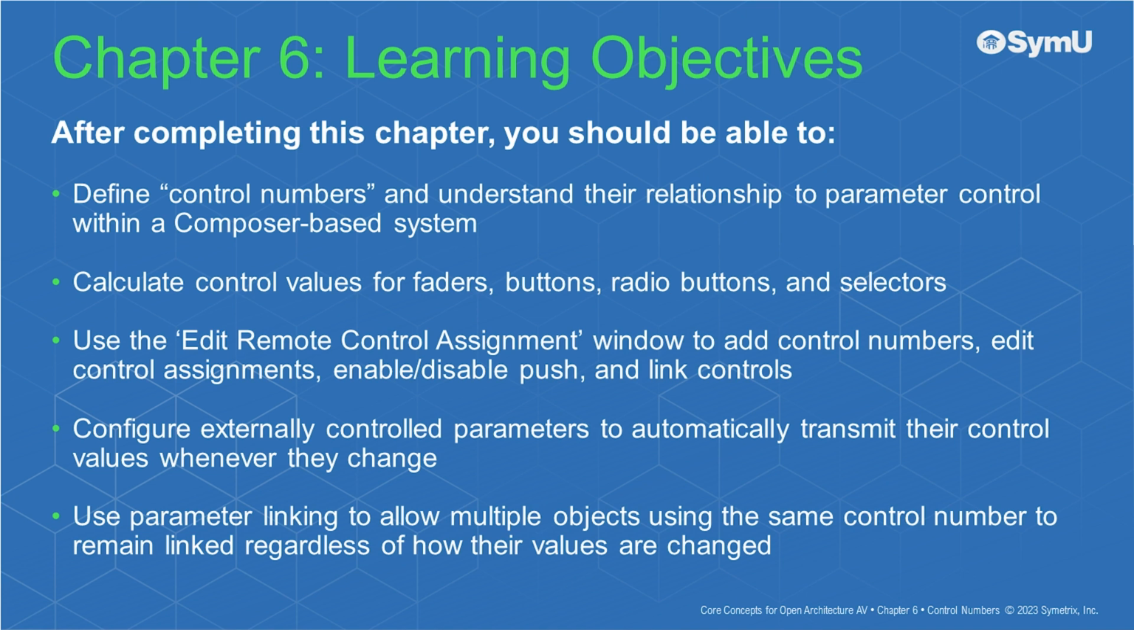Calculate control values for faders, buttons, radio buttons, and selectors. Use the Edit Remote Control Assignment window to add control numbers, edit control assignments, enable or disable push, and link controls. Configure externally controlled parameters to automatically transmit their control values whenever they change. Use parameter linking to allow multiple objects using the same control number to remain linked, regardless of how their values are changed.